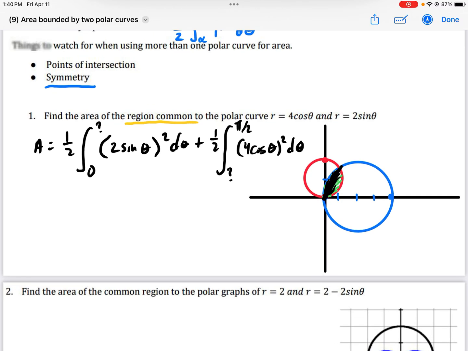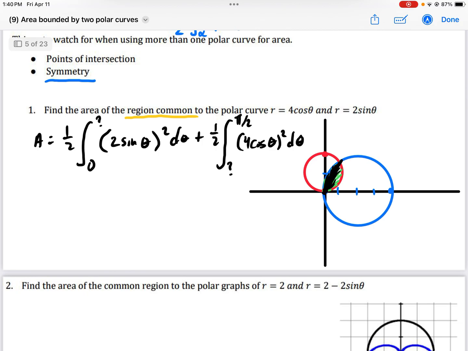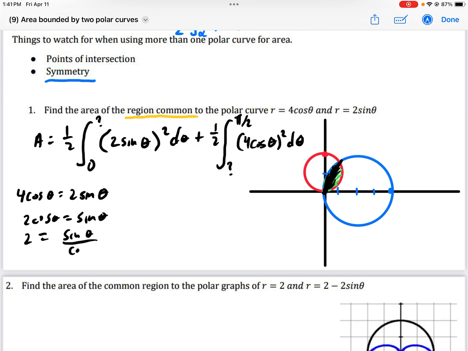All right, so the next tricky part on this one is, what is that theta where they intersect? I clearly know it's somewhere between 0 and pi over 2. So what I did is I said, okay, the radius is going to be the same at that intersection point. So I'm going to say 4 cosine of theta is equal to 2 sine theta. Divide both sides by 2. I get 2 cosine theta is equal to sine theta. Divide by cosine, I get sine theta over cosine theta.